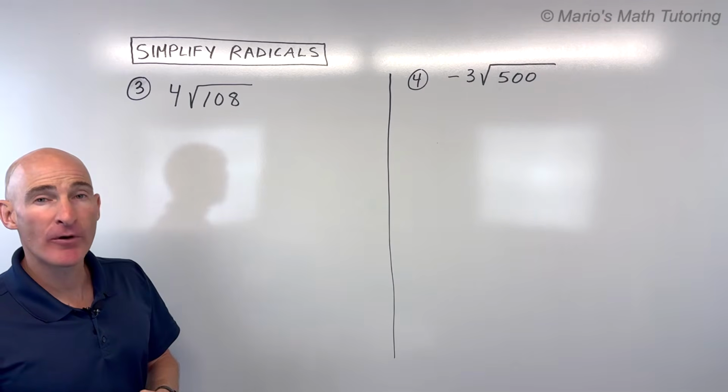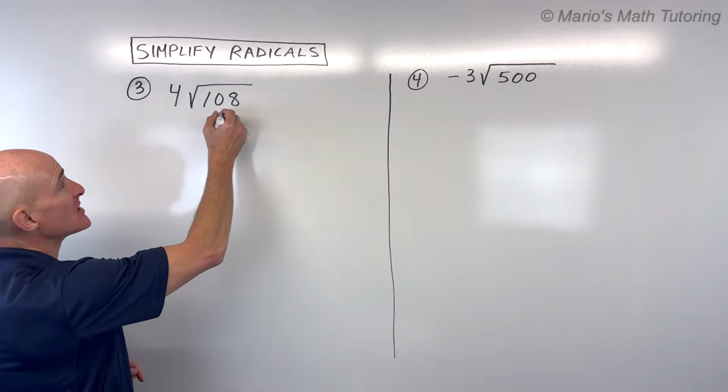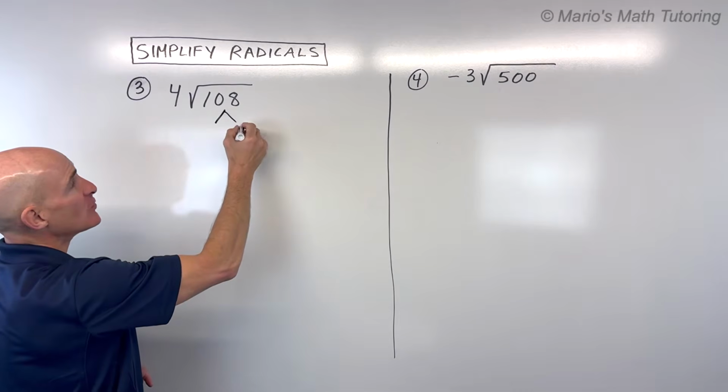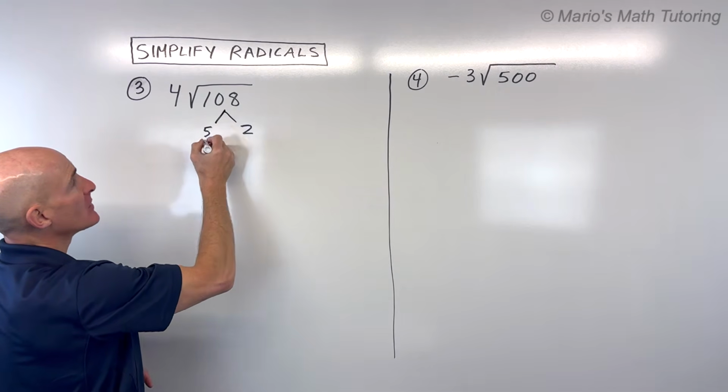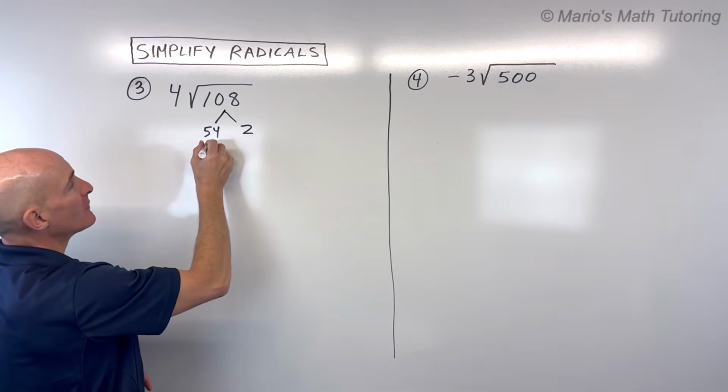Let's see if we can pull out perfect squares by using that prime factorization technique. So I see it's even, which means I can cut this number in half. So that's 54 times 2. 54 is even.